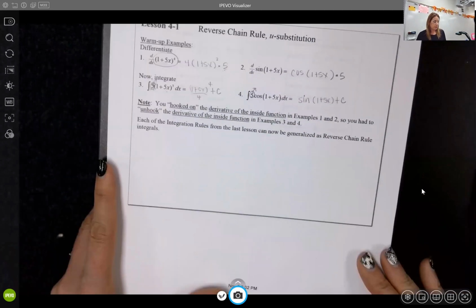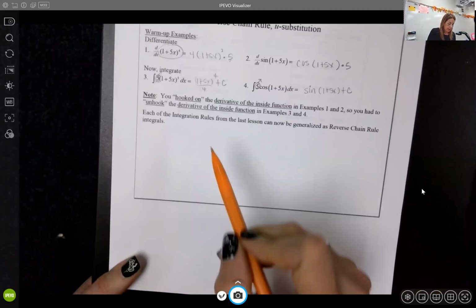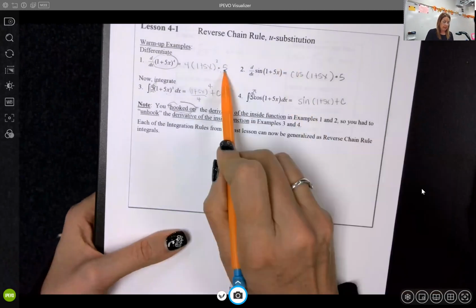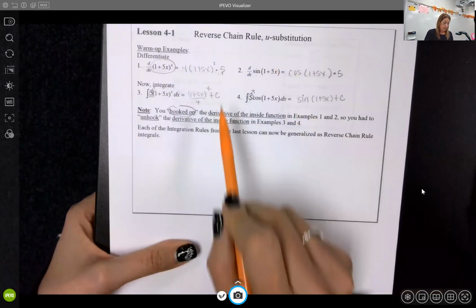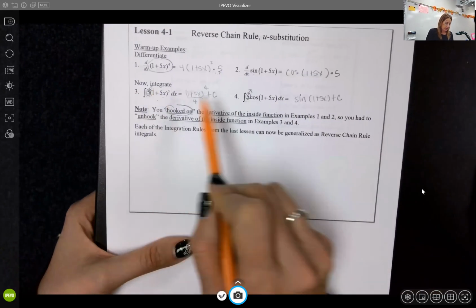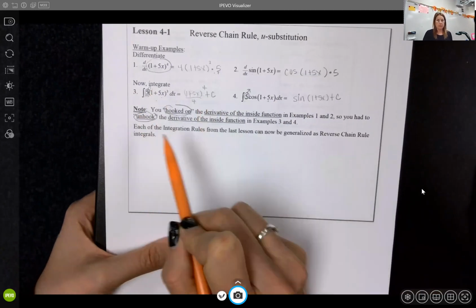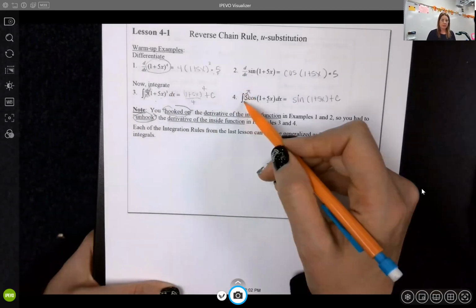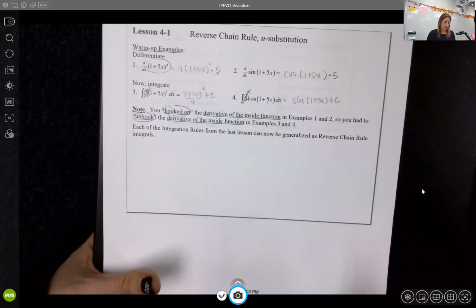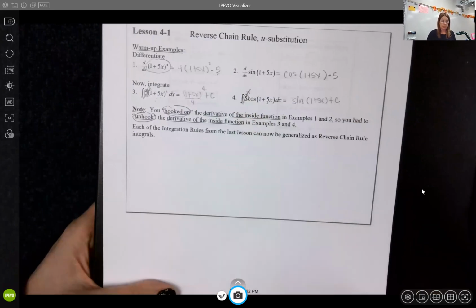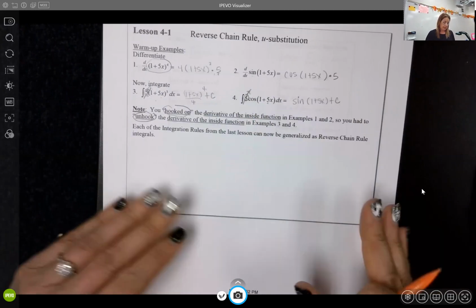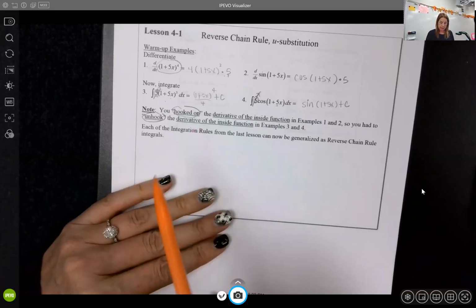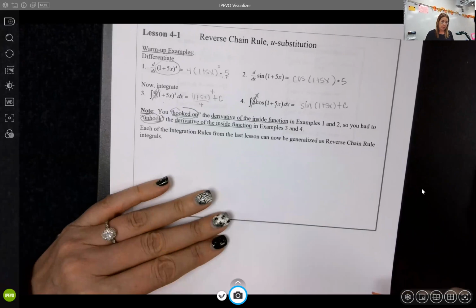So we're figuring out that we hooked on the derivative of the baby up here, the derivative of the inside function. And then when we integrated and went backwards, we had to unhook the derivative of the inside function. So that's why this 5 and this 5 went away, because it was the hook on from the inside function, so that was unhooking it. That's what we're going to be doing on the reverse chain rule, but sometimes it's not as easy to see which one is the hook on and which one is part of the real function.